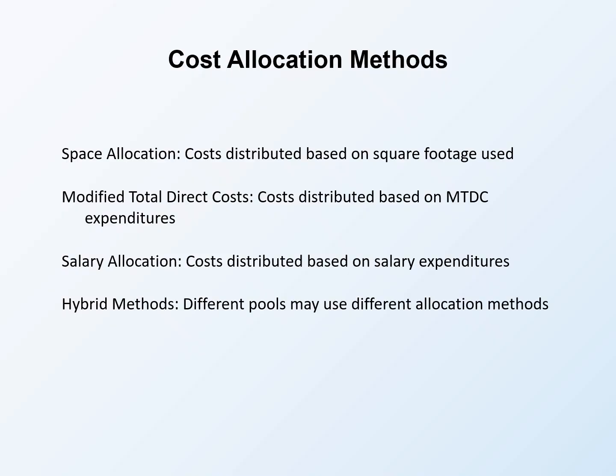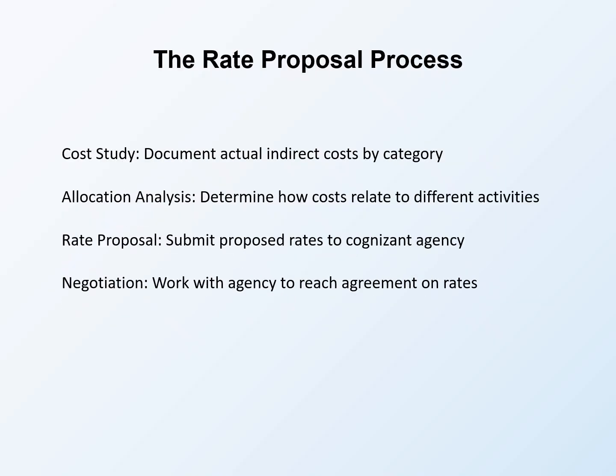Organizations seeking negotiated indirect cost rates must go through a formal proposal and negotiation process with their cognizant agency. Understanding this process helps you appreciate what underlies your organization's rates. The cost study documents actual indirect costs by category. This detailed accounting exercise identifies all costs that qualify as indirect, organizes them into appropriate pools, and documents the total amount in each category. The study typically covers a complete fiscal year to capture the full cycle of organizational activity.